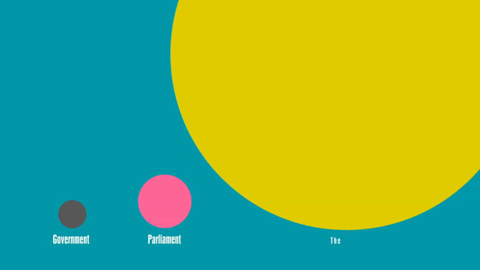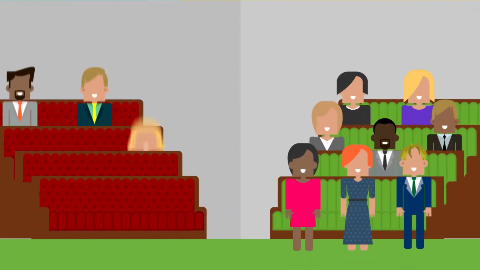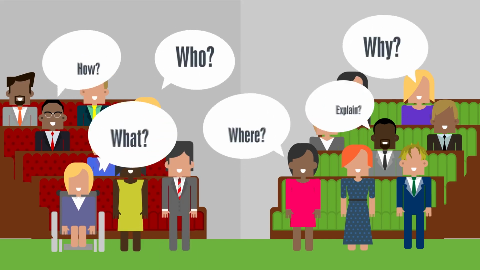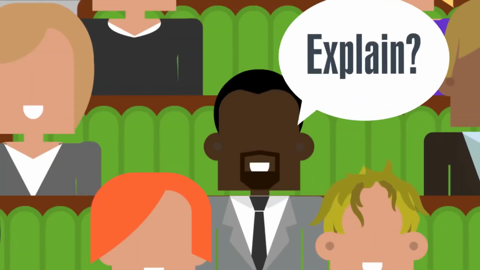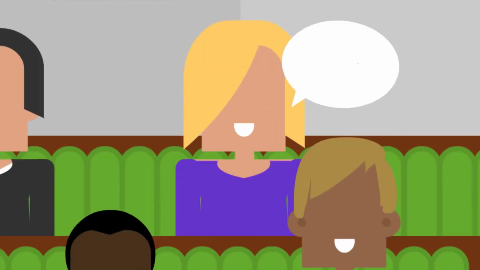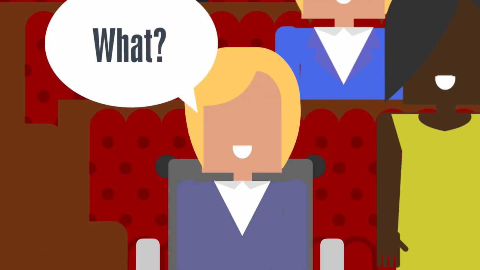The government has been elected to run the country, and Parliament holds the government to account for us, the public. But how? Prime Minister's questions and ministerial questions give MPs and Lords the opportunity to challenge the government's policies. It's in these debates that they can share the views of their constituents and the public and how new policies may affect them.